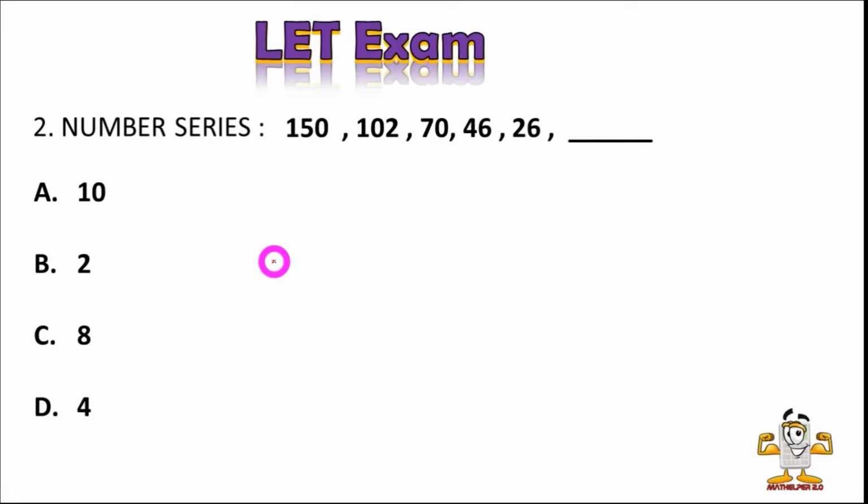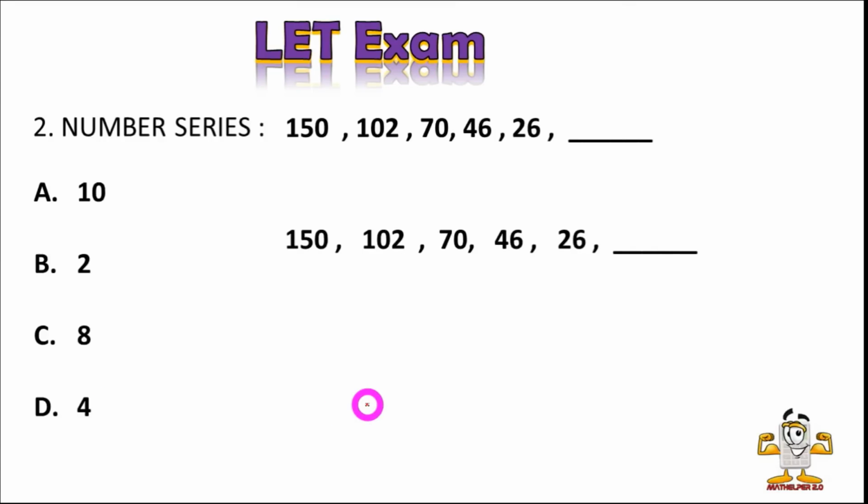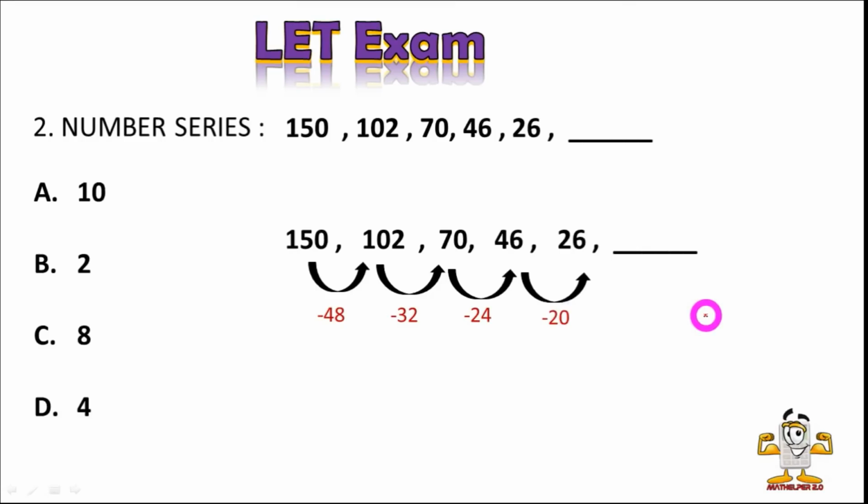Number 2, number series 150, 102, 70, 46, and 26. So hanapin po natin ang ika-anim na term. So letter A, 10, letter B, 2, letter C, 8, letter D, 4. So, ang gawin rin natin is hanap tayo rin ng pattern. So, 150 saka 102, may difference po sila na 48. Yung 102 at saka 70, may difference pong 32. Yung 70 at saka 46, may difference pong 24. 46 at 26, may difference po na 20.